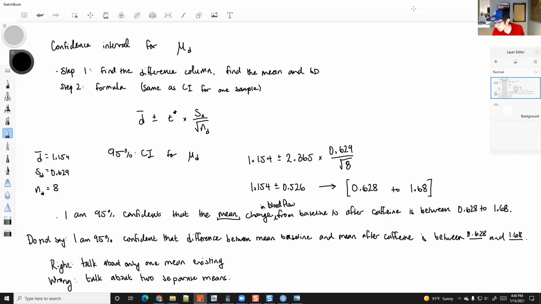There's a question: how do we find the value for t star? Sorry, I must have missed that question earlier. The t star here comes from the table, with degrees of freedom equal to n minus 1, where n is the number of observations, in the column for the chosen confidence level.